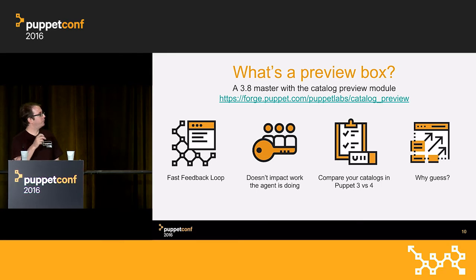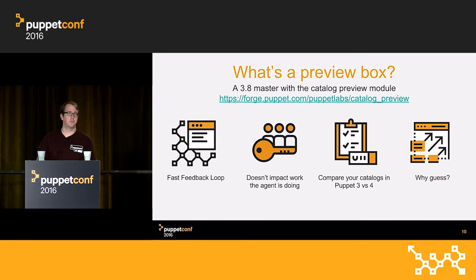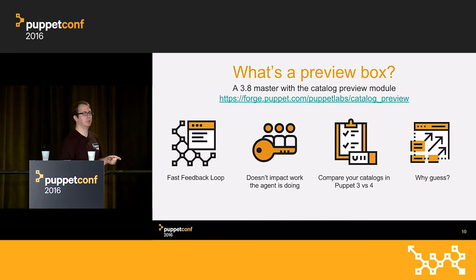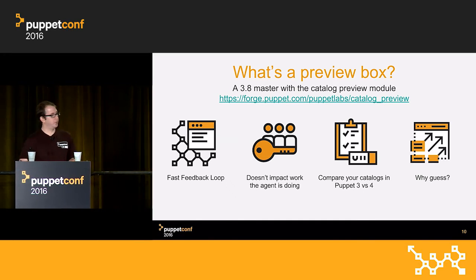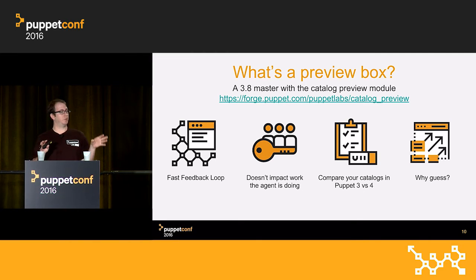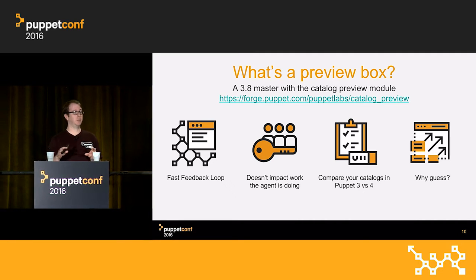But that box also has this catalog preview tool. It's available from the Forge. It ships as a Puppet module, and it adds an extra command to Puppet called Puppet Preview, and that's what does the actual compilation and comparison. When it's doing this, it's compiling a catalog in both the old and the new parser, and it shows you the differences or any inconsistencies between them.